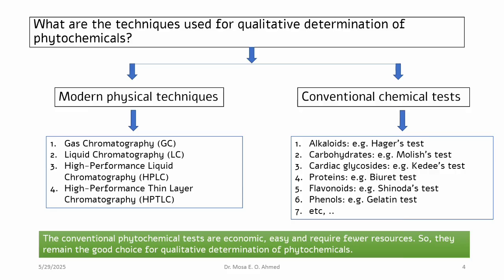For example, alkaloids can be detected by Hager's reagent. Carbohydrates can be detected by Molisch test or Molisch reagent. Cardiac glycosides can be tested by Keller-Kiliani test. In this lecture, we will talk in detail about these conventional chemical tests because these chemical tests are economical, easy to apply, and require few resources. So they remain a good choice for qualitative determination of secondary metabolites.